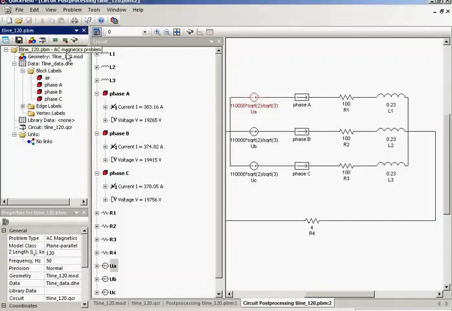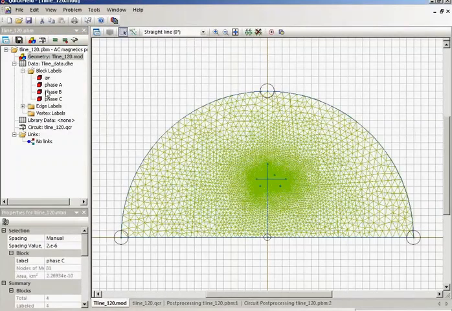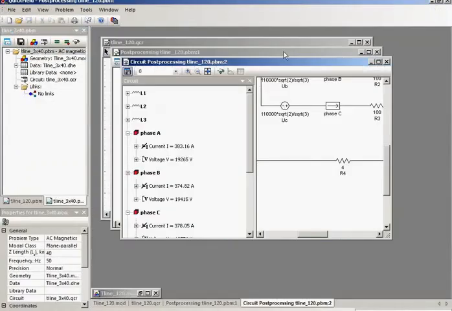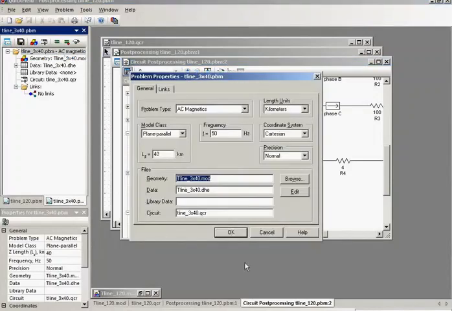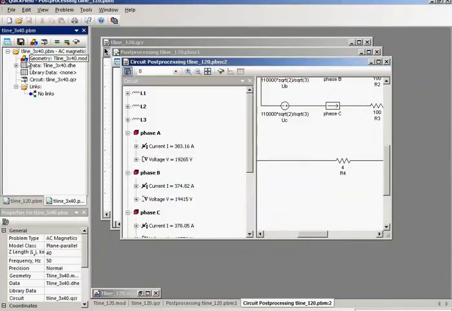This is my simulation case of the transmission line without transposition. The transmission line total length is 120 kilometers. And now this is the new problem. Let me show you the geometry model.